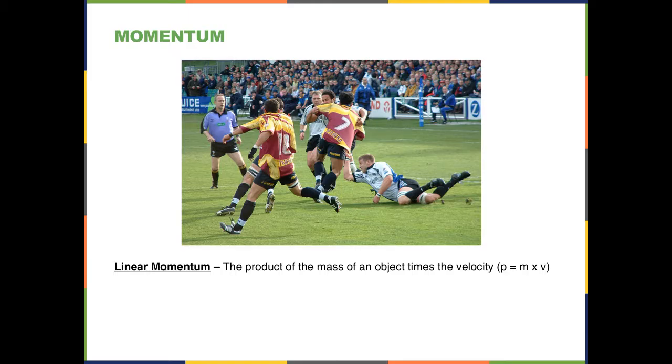Linear momentum is the product of the mass of an object times the velocity of the same object. So P, which is a letter that's frequently used to delineate linear momentum, is equal to the mass times the velocity, m times v. Momentum is a vector quantity, and that is very important to remember. Therefore, it has both a size or a magnitude and a direction.